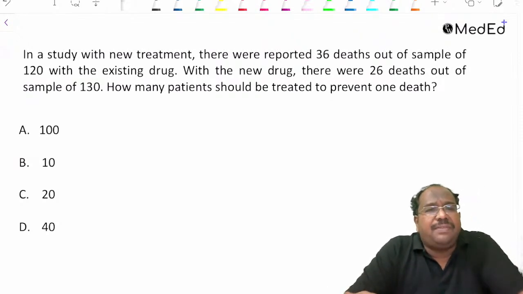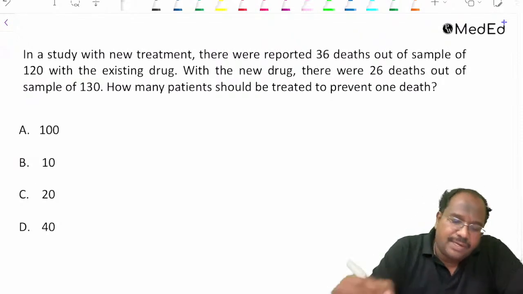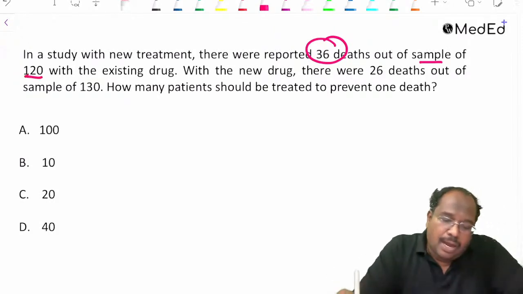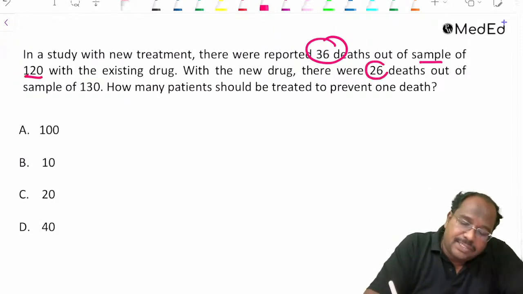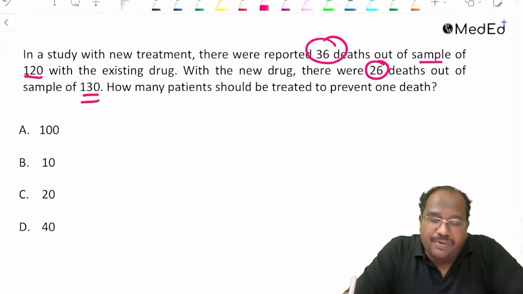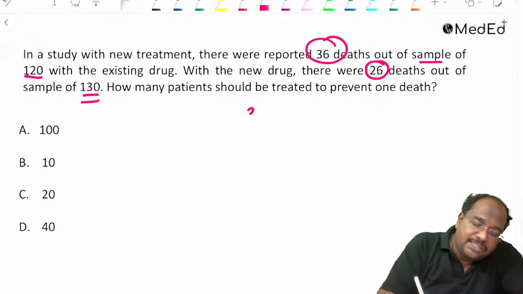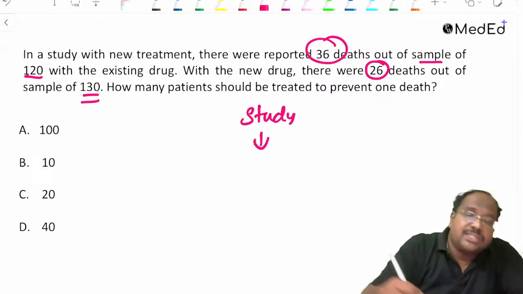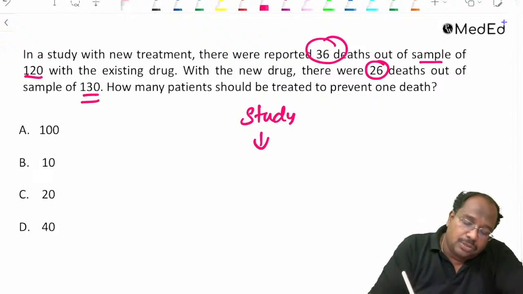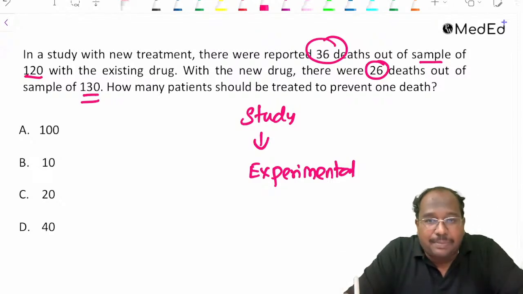A study with a new drug treatment: there were 36 deaths out of a sample of 120 in the control group, and with the new drug there were 26 deaths out of a sample of 130. How many patients should be treated to prevent one death? First, what study is this? They are giving drugs, so it's an experimental study, more correctly an RCT.